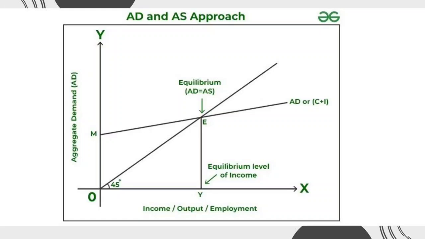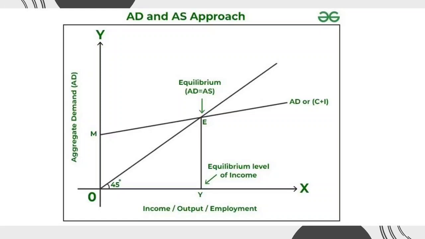Imagine businesses have produced goods worth 1000 crore. At the same time, consumers, businesses, government and foreigners together demand goods worth 1000 crore. Everything produced is sold, so there are no unsold goods and no shortage of goods. This is called the equilibrium level of income.